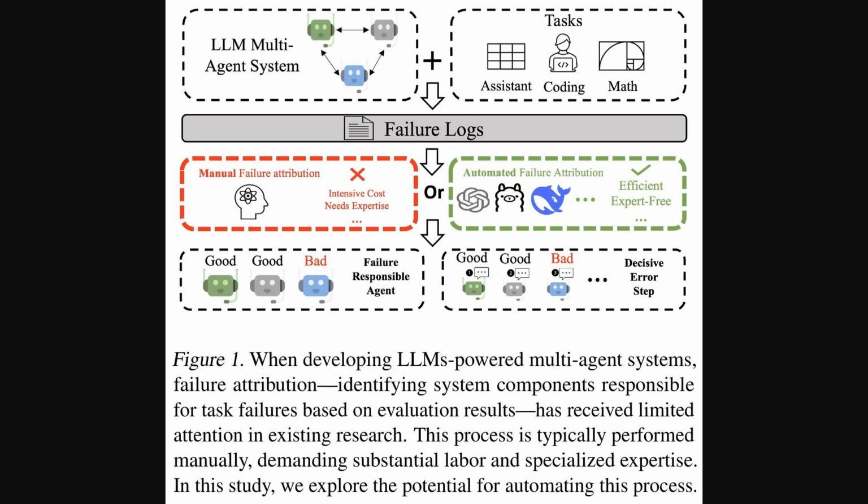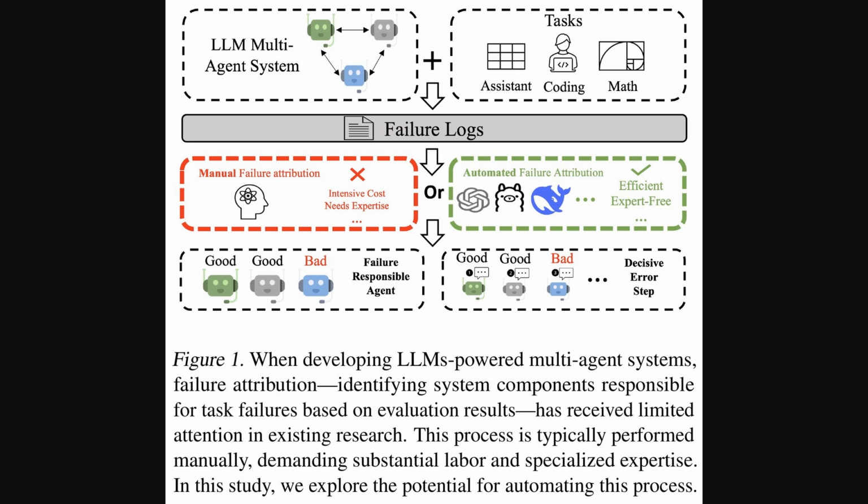Okay, so this first figure really lays out the whole concept. At the top, you have an LLM multi-agent system trying to do various tasks, like coding or math. When it fails, it produces these detailed failure logs I mentioned. From there, the diagram shows two paths. The old way, manual attribution, is shown in red. It's costly and needs human experts to find the failure responsible agent. The new approach, in green, is automated attribution. Its goal is to be much more efficient, using other LLMs to find not just the agent, but also the specific decisive error step.